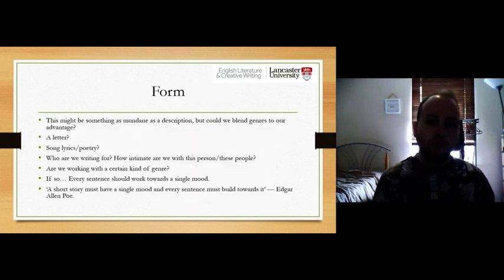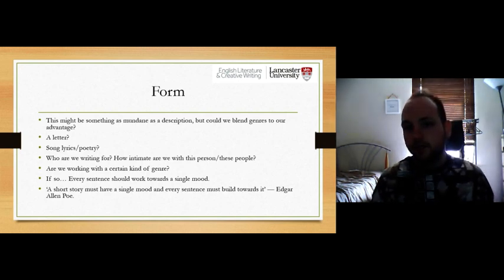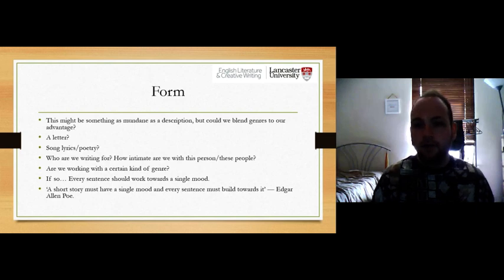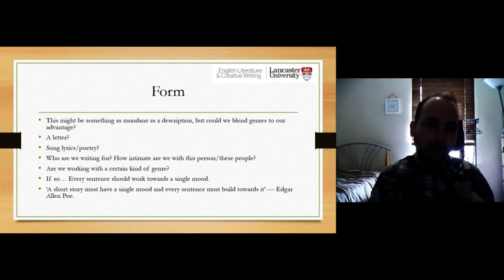Let's start with form. This could be something as mundane as a description, but when we blend genres, we're playing already with the expectations of the reader. We might, for example, instead of giving a description, instead of writing prose line for line, we might write a letter. It goes without saying that writing a letter in this way makes you think in a kind of traditional mindset and creates a level of intimacy with whoever the letter is addressed to.